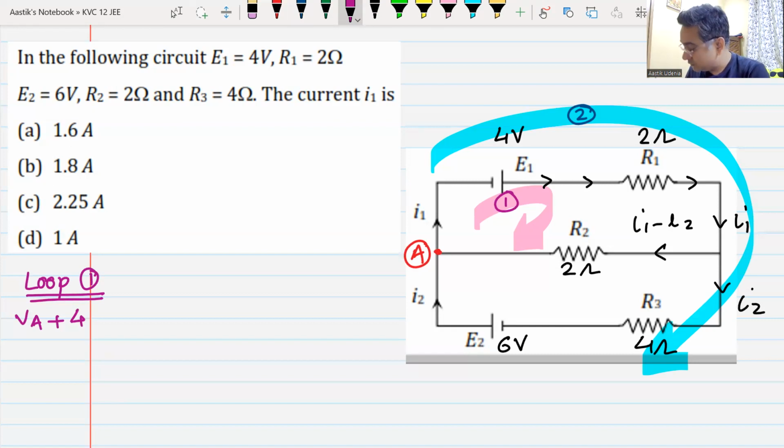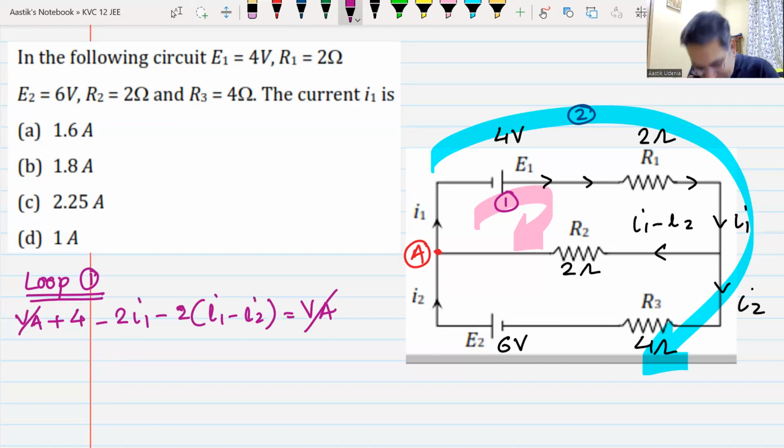VA plus 4 minus 2 I1 minus 2 (I1 minus I2) is equal to VA. We have to squeeze more things in less time, not less things in more time. Loop 2.